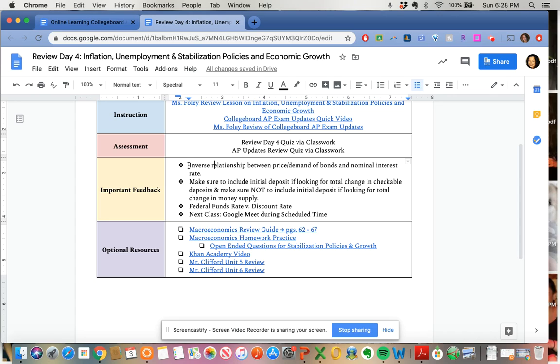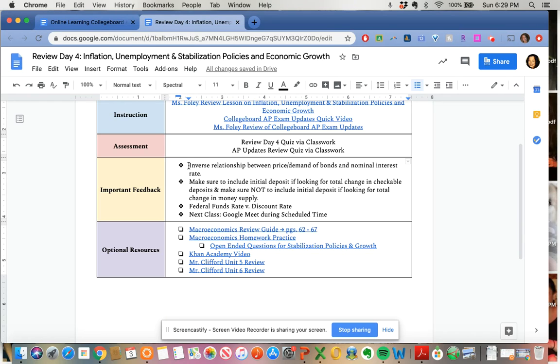There is an inverse relationship between the price and demand of bonds and nominal interest rates. So when nominal interest rates are low, the price of bonds is high. When nominal interest rates are high, the price and demand for bonds is low. There was a question that addressed that, the three blank question. A few of you got that wrong, and I just want to make sure that you're very familiar with that because that's important stuff that you need to know.